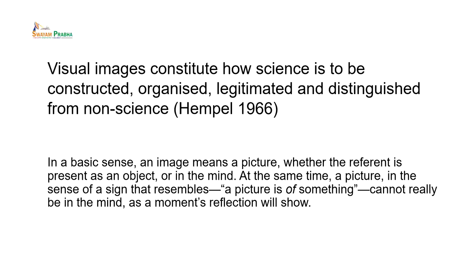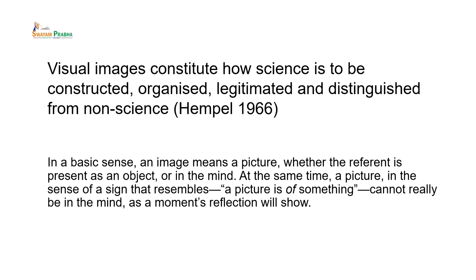So in a basic sense, when we think of an image, it means a picture, whether the referent is present as an object or in the mind. In the first lecture, we explored the various definitions or forms that an image can take. If we are using our basic senses, it can range from a photograph, a picture, an object, or an idea in the mind. At the same time, a picture in the sense of a sign that resembles something cannot really be in the mind, as a moment's reflection will show.